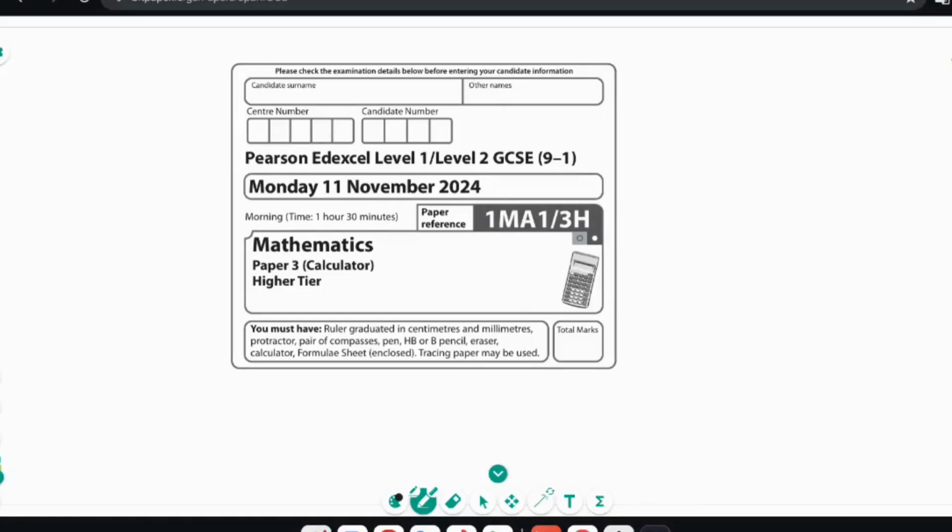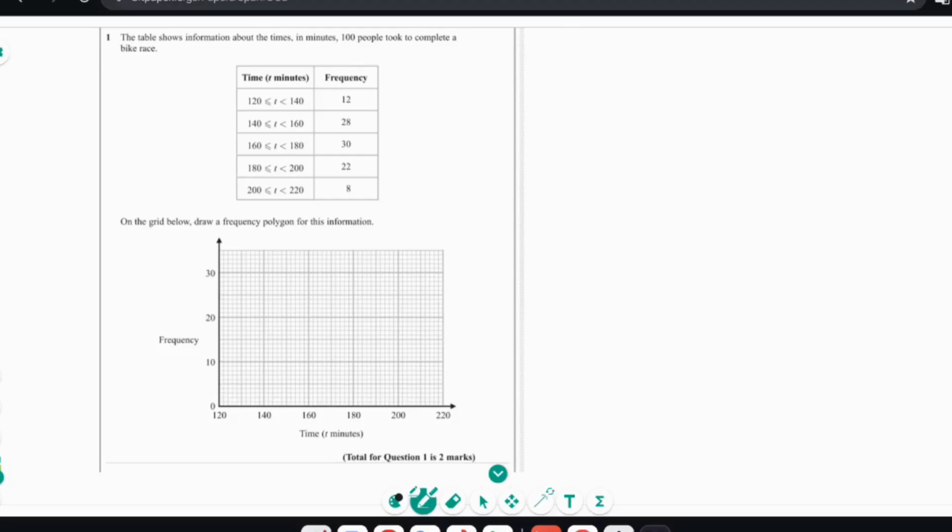This is a walkthrough for this Paper 3 Higher Tier Maths calculator paper for Edexcel from November 2024. Question 1. The table shows information about the times in minutes 100 people took to complete a bike race. On the grid below, draw a frequency polygon for this information.